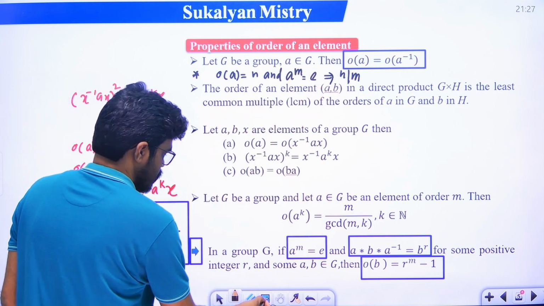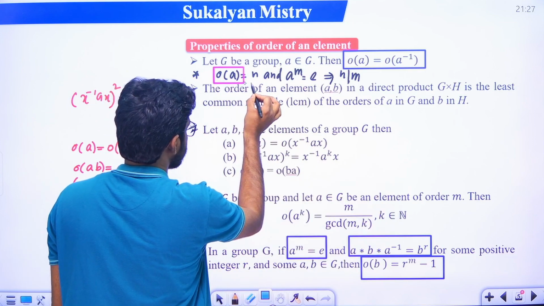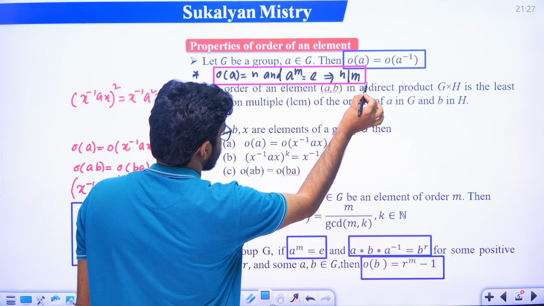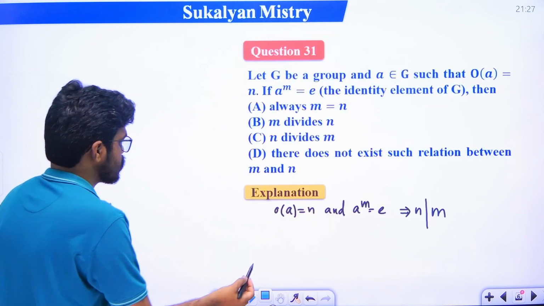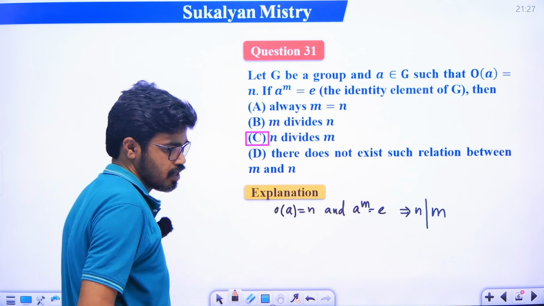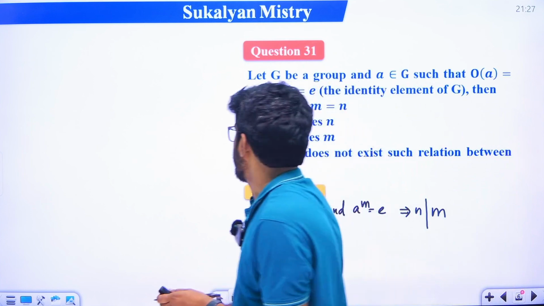Okay, let G be a group and A belongs to G, then if order of A is N and A to the power M is equal to E, then N divides M. So which option is correct here? Option C is the correct answer. Okay, so next problem.